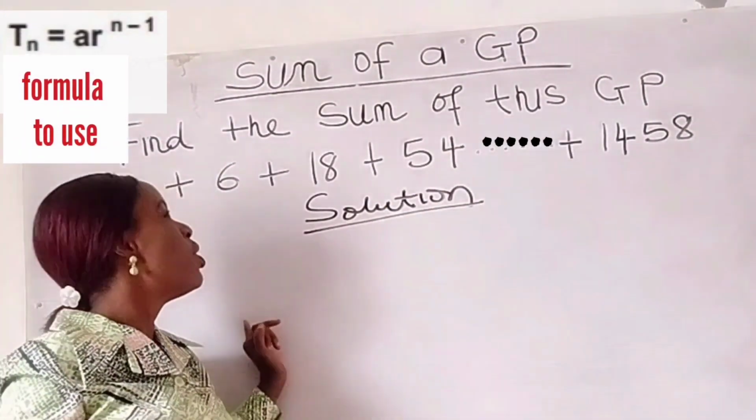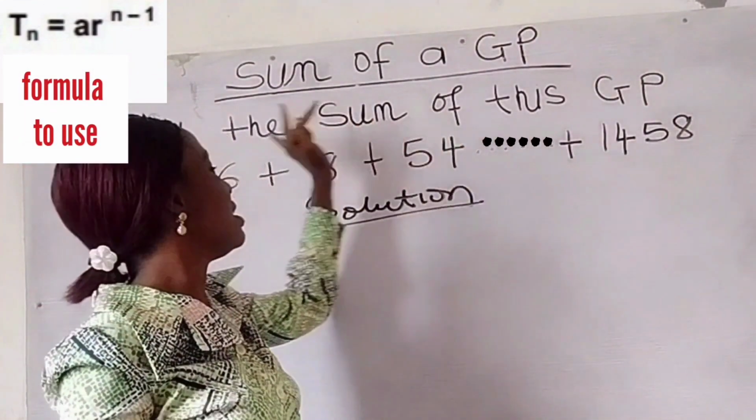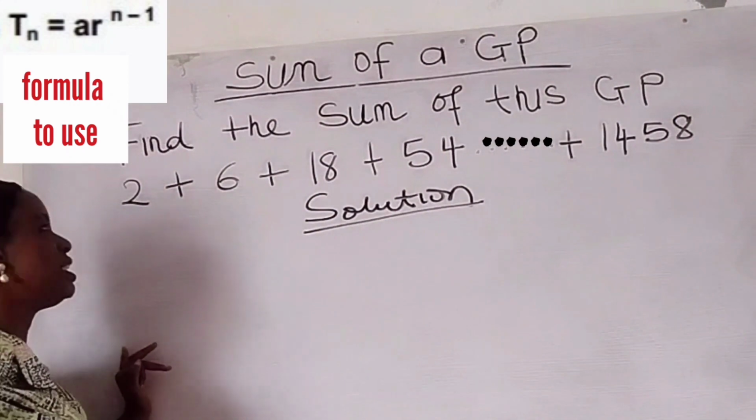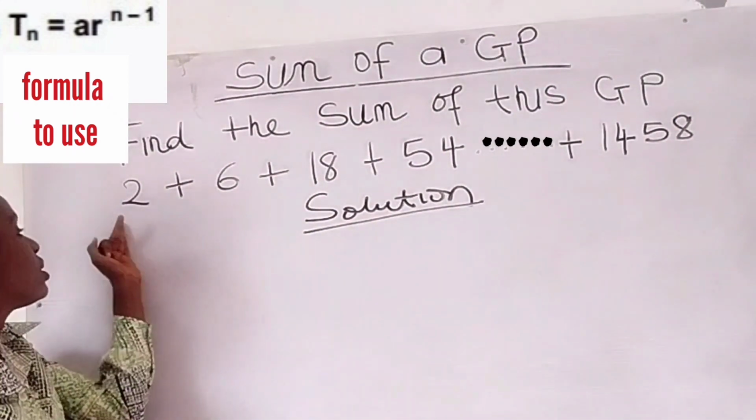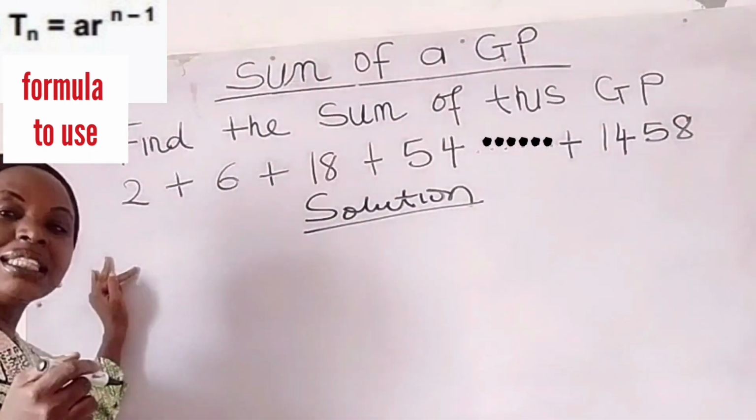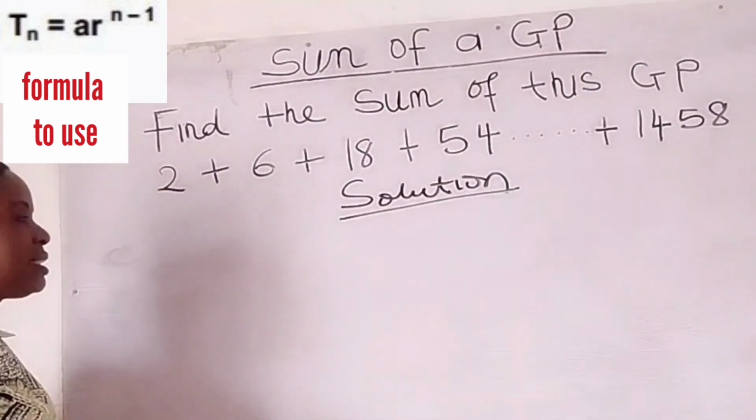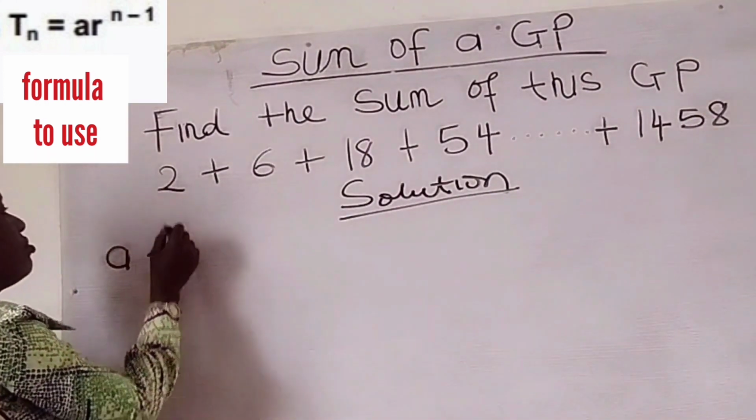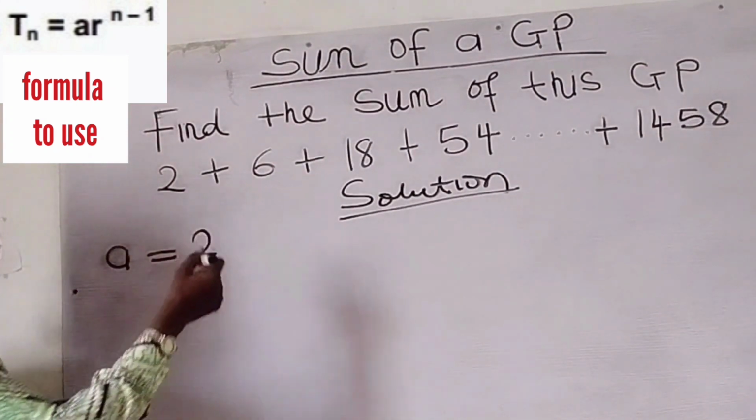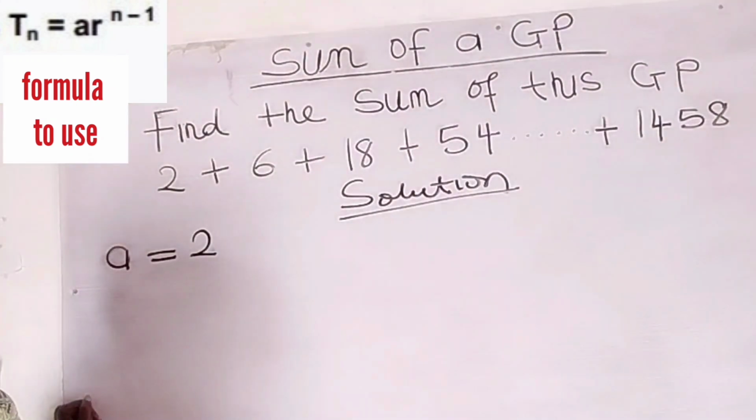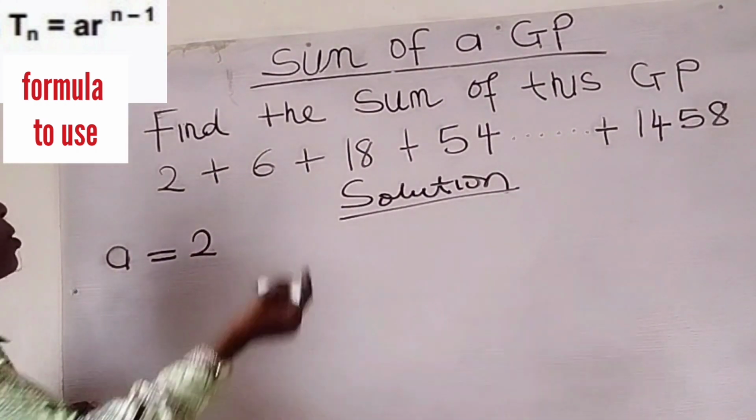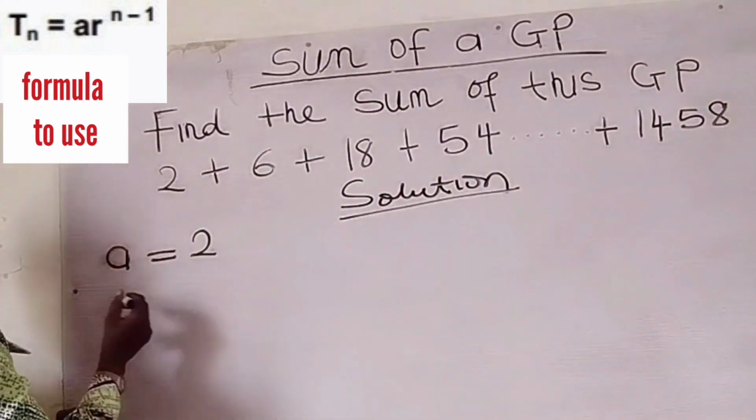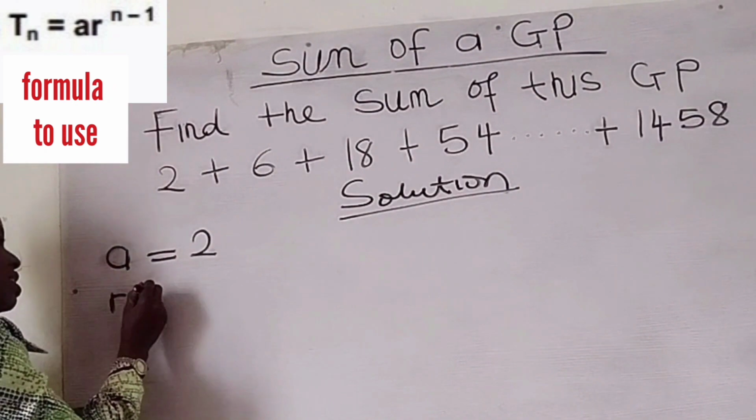We write out the data given to us in this question so that we can easily use them. We start with the first number. The first number in a GP is represented by A. So we write A is equal to 2. What next? We write out the common ratio, which is denoted in GP by R. So we write R is equal to.